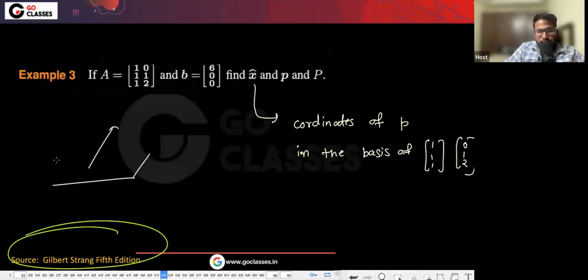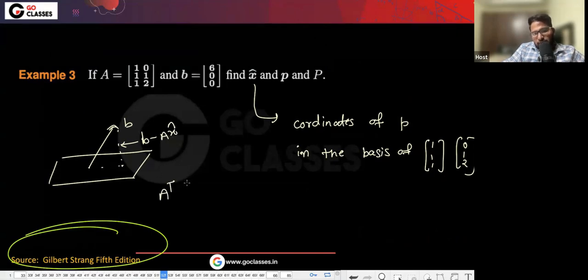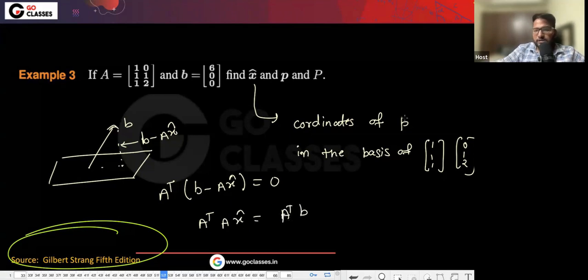if this is B, then this is B minus A X cap. This vector is actually perpendicular, so that's why A transpose times B minus A X cap equals 0. So A transpose A X cap equals A transpose B. This equation is called the normal equation.